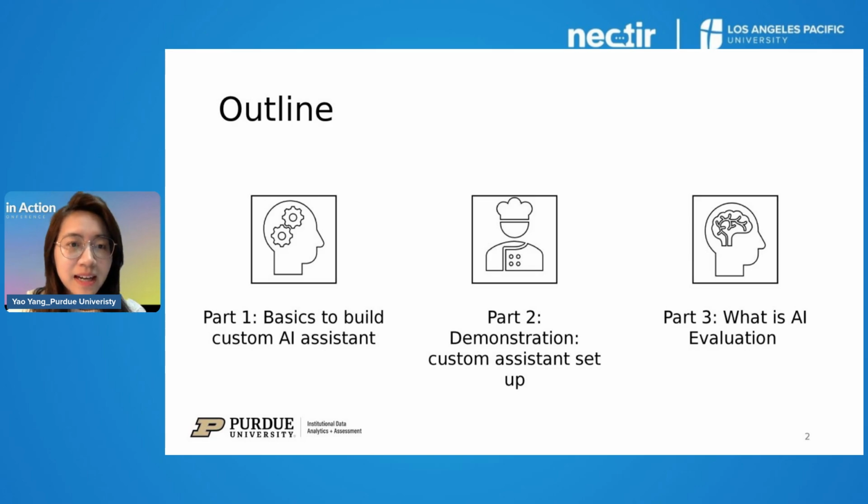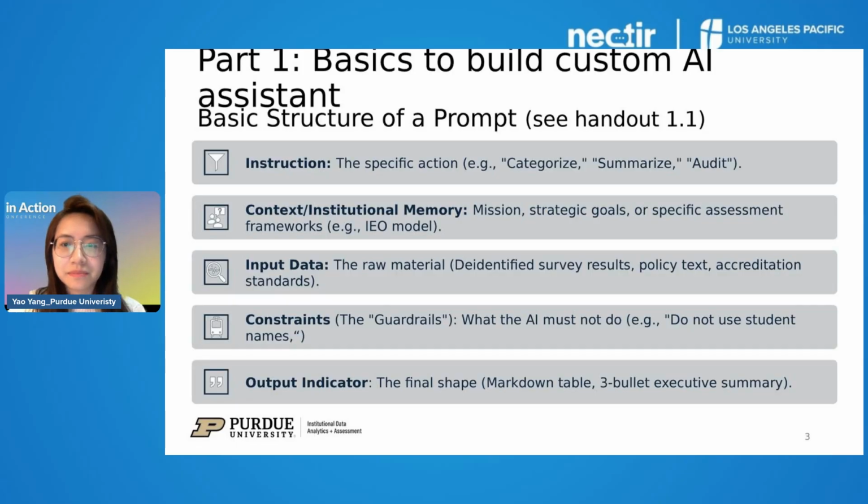And finally, I will introduce how to evaluate any kind of AI agent we build. This is a very critical part because it helps us determine whether we can trust and use the AI output in decision making through the agent we made. So let's get started with part one, the basics of creating a custom AI assistant.